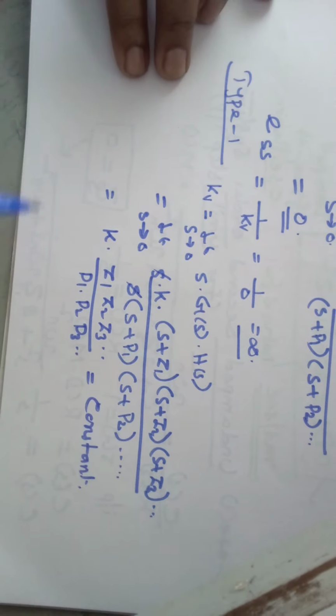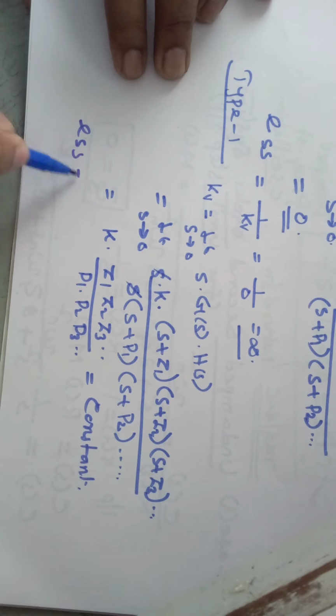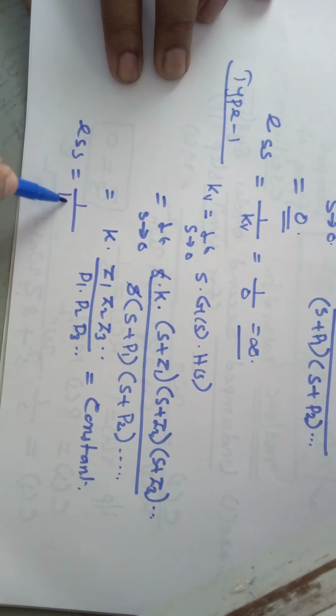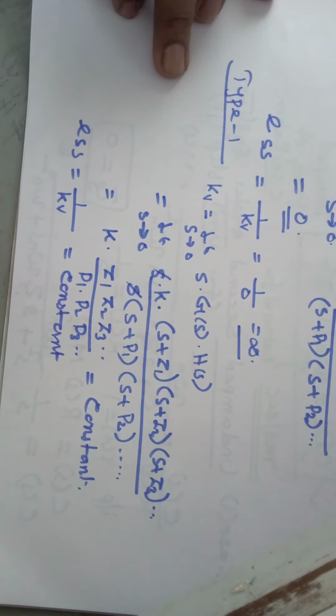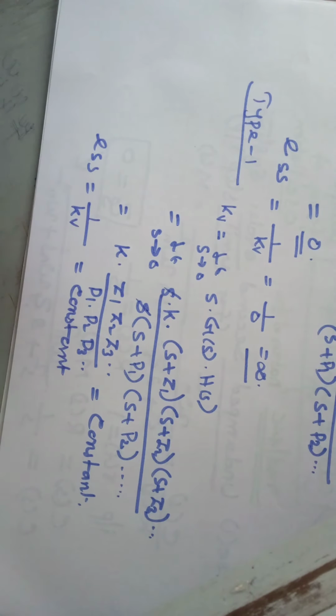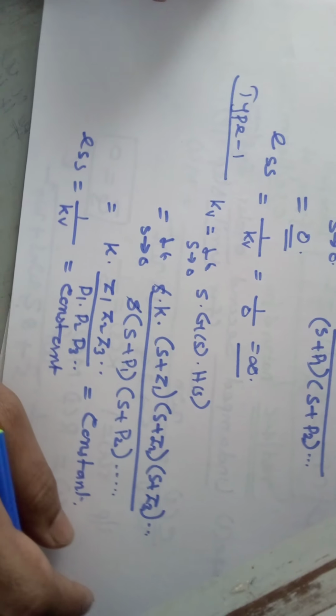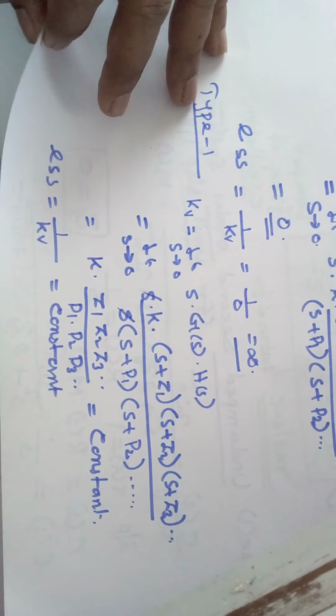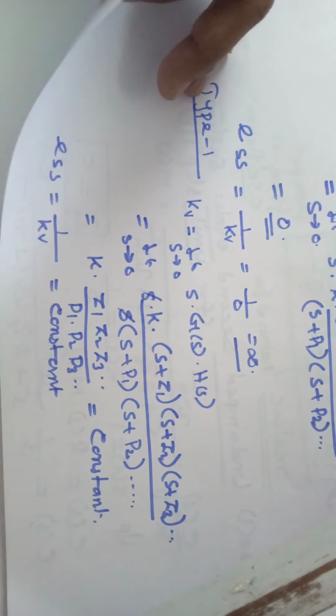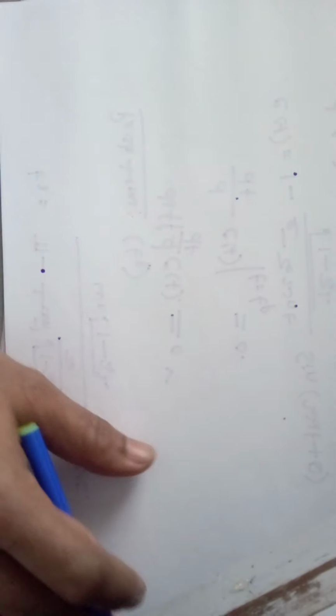Therefore we can calculate your ESS as ESS equal to 1 by Kv. This is nothing but a constant. Therefore we can conclude that for a type 1 system, when the input signal is a unit ramp signal, there will be a constant steady state error. Understood? So let us see what is the steady state error for a type 2 system.